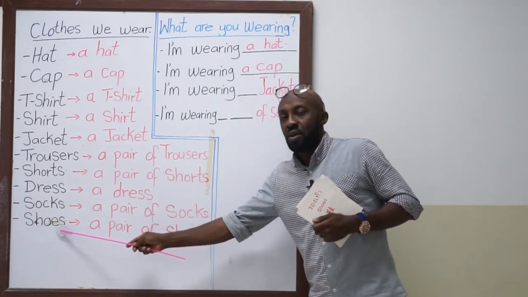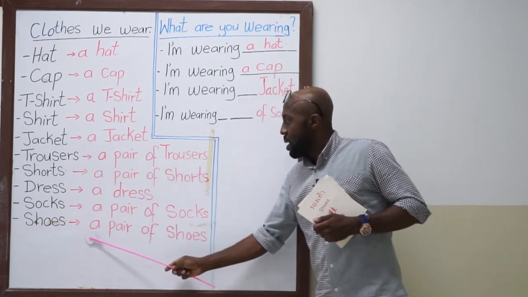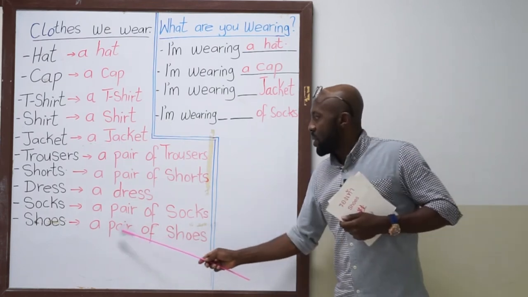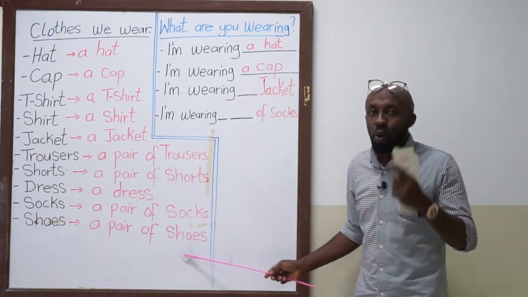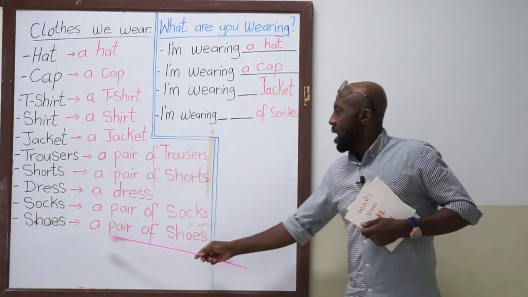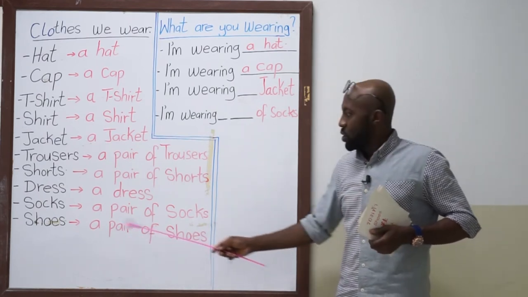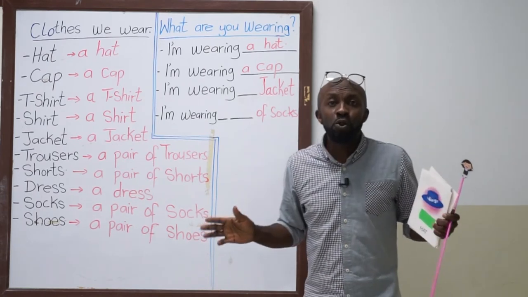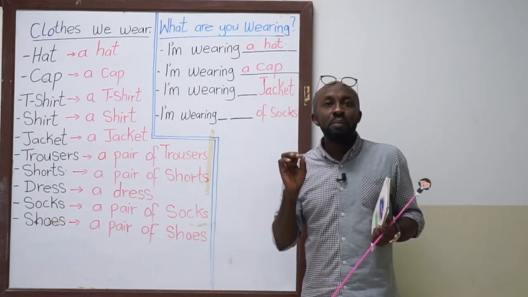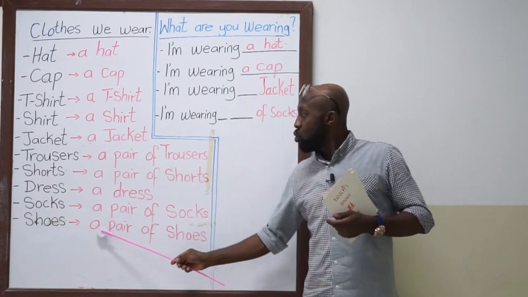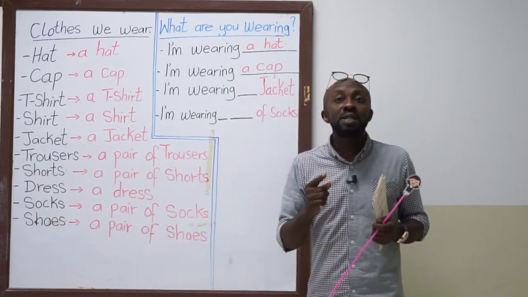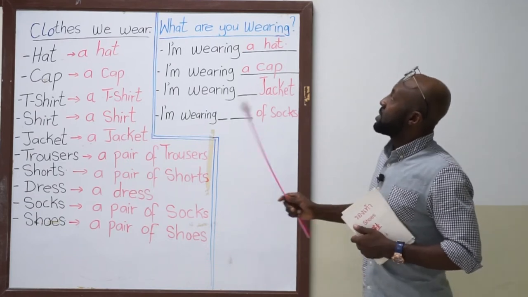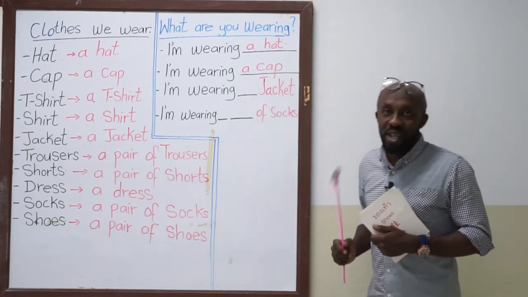Shoes. A pair of shoes. Again, a pair of shoes. One more time. A pair of shoes. So a pair means two. Don't forget, whenever you hear a statement made with the two words, a pair, it means two. Do you understand? Good. Okay, let's come now to our question of the day.